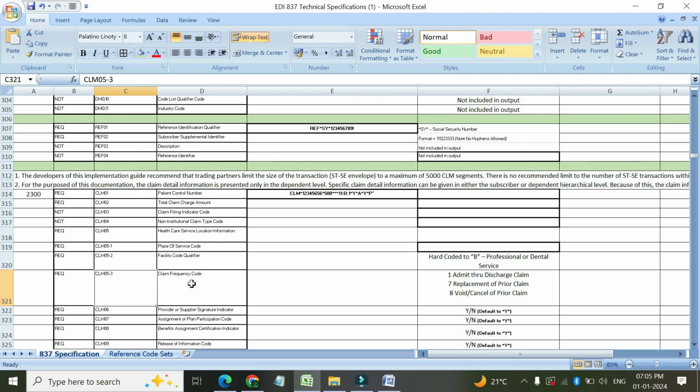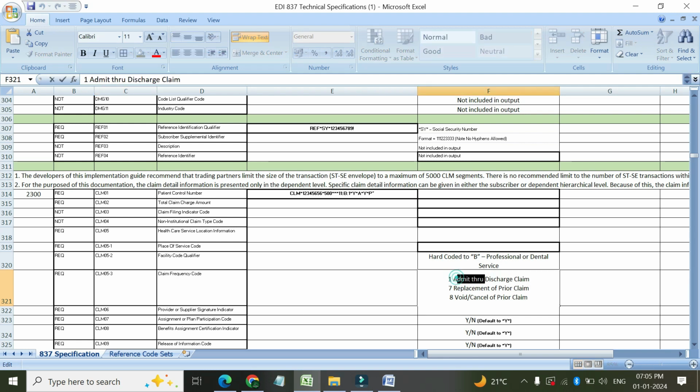This is also known as a resubmission code, but in our EDI language, it's called claim frequency code. And what that means is there are different values. Like 1 stands for admit through discharge claim, which also means that this is an original claim, sent for the first time. 7 means replacement of prior claim. So suppose there are some changes that you need to make on the claim.